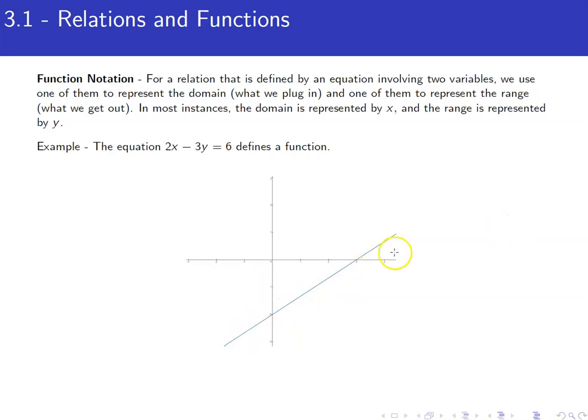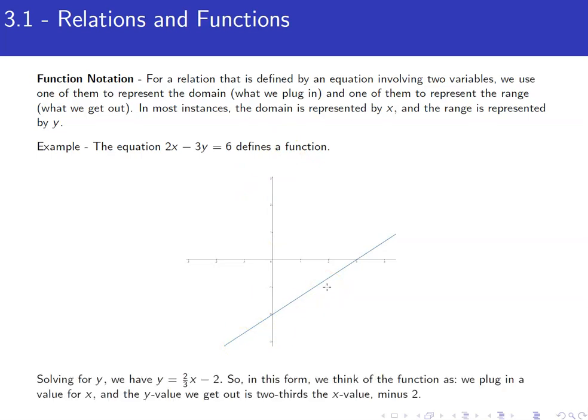And then we would just connect those dots. But in particular, if we look at the vertical line test, any vertical line here only crosses the line one time, so that we really do get a function. All right, so again, we're thinking of x as what we plug in, y is what we get out.